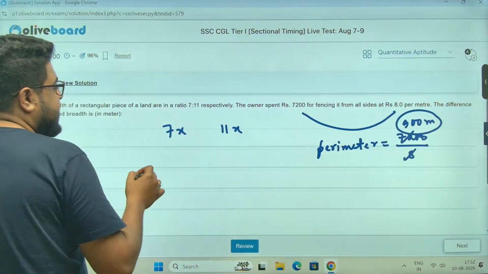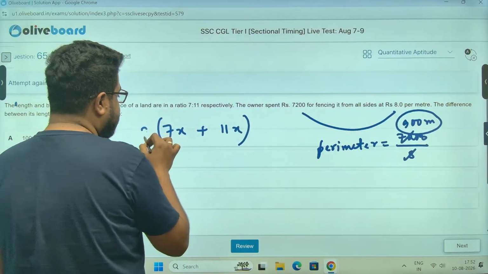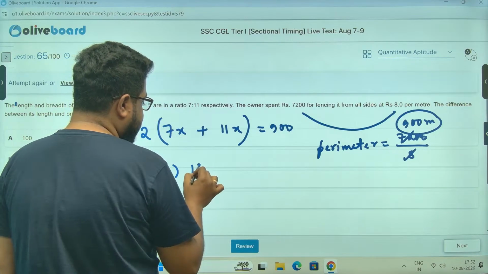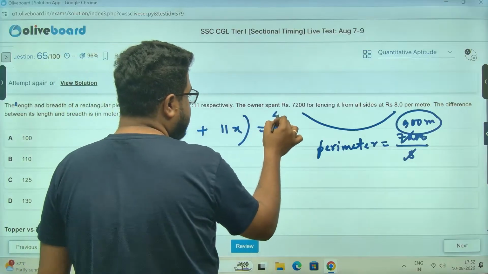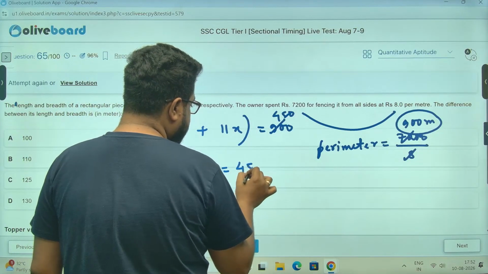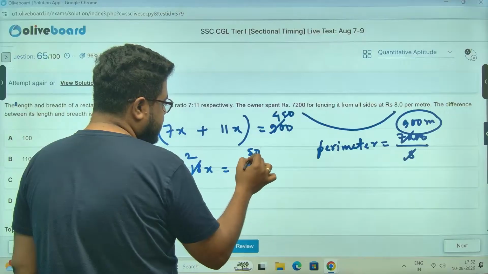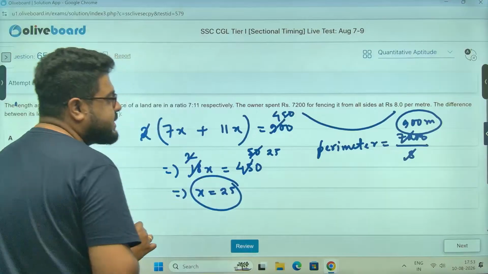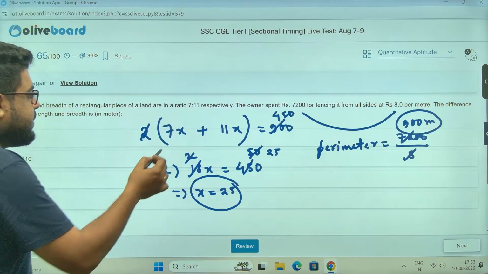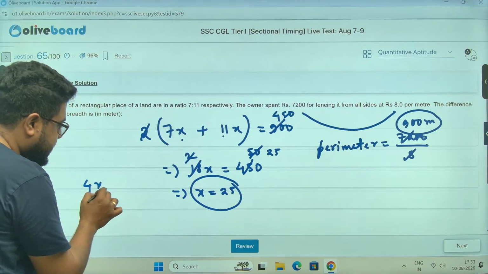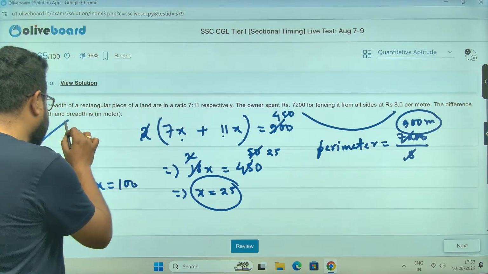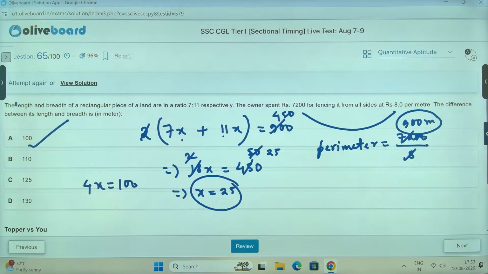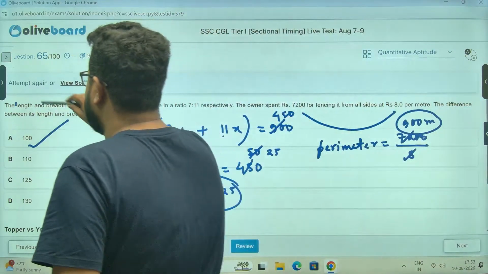Perimeter is twice the length plus breadth. That is 900, so this is 18x, which is 450. 9 twos, 9 fifties, so x is 25. Once we know x is 25, the difference between length and breadth, 7x and 11x, is 4x, so my answer will be 100. Option A once again is your correct answer. Simple question. Next one, please.